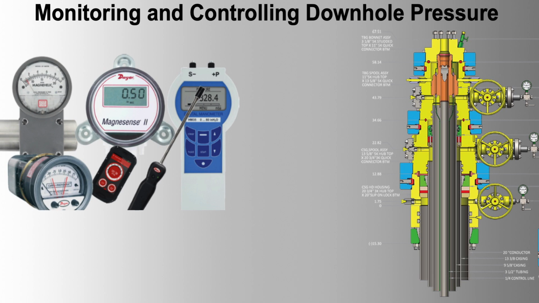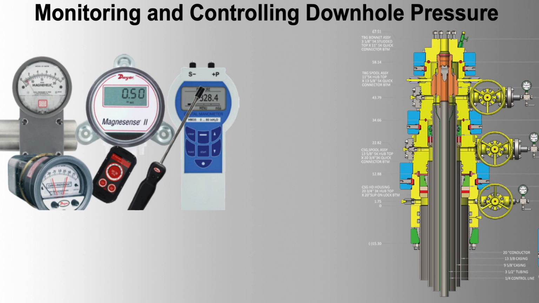2. Real-time data acquisition, data transmission. Implement reliable data transmission systems to relay real-time pressure data to the surface. Power supply. Ensure continuous power supply for downhole instruments, potentially using battery packs or downhole power generation systems.